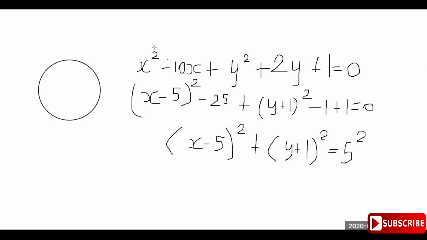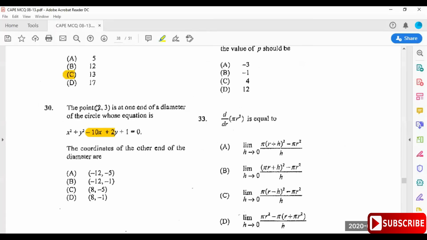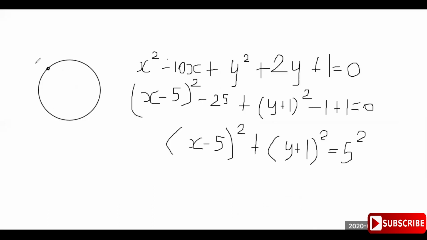That's a shortcut method. So now they tell us one endpoint of the circle. They told us that one endpoint was (2, 3). So let me write (2, 3) up here. So one point is (2, 3), and the center of the circle is (5, -1). Very good.